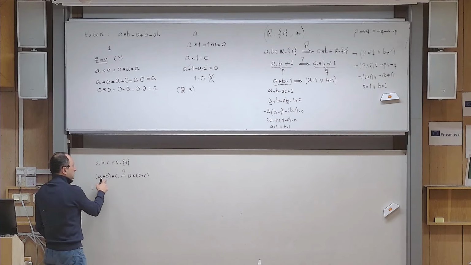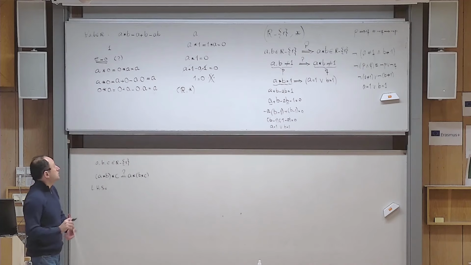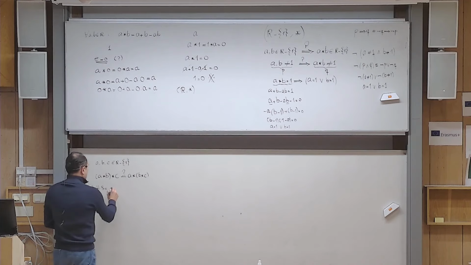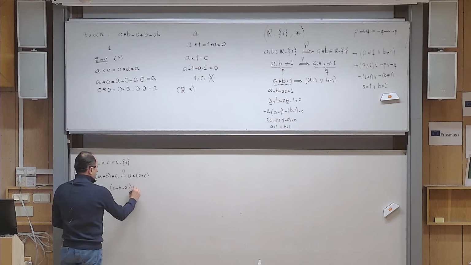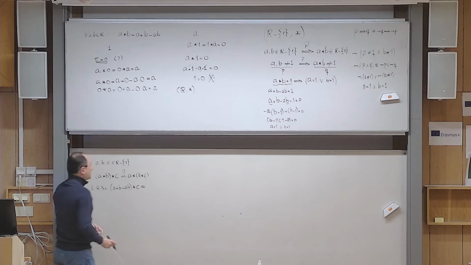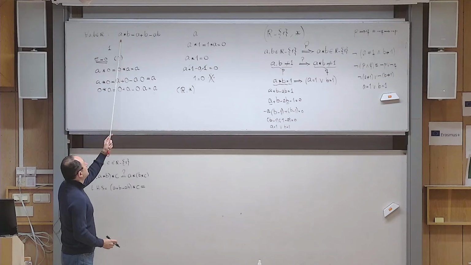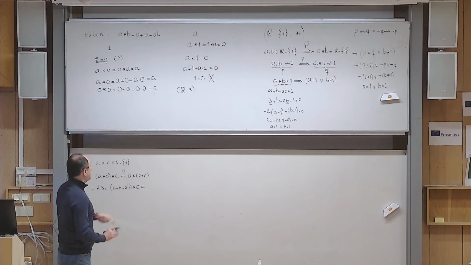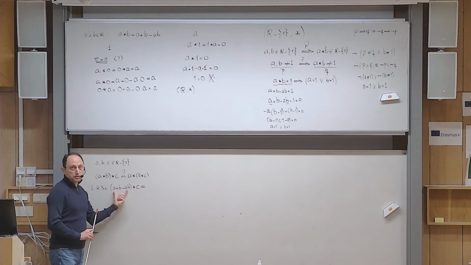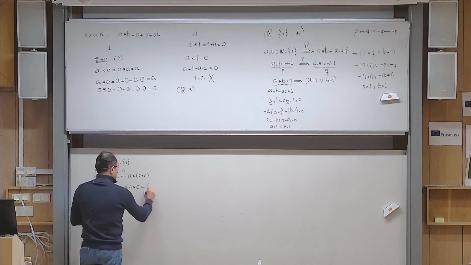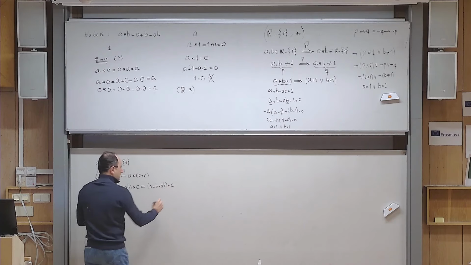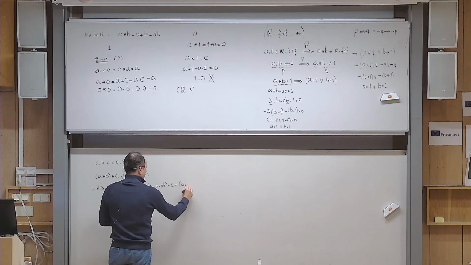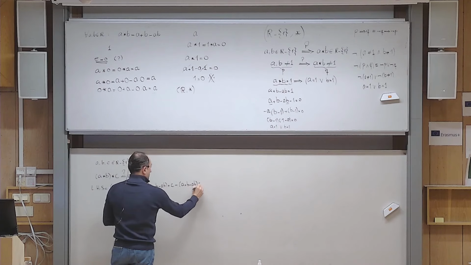But what is A star B? A star B is just defined there, so I would write it. It becomes A plus B minus AB and then star C. But how can I do this one now? So you have to interpret this in a correct way. The first number plus the second number minus the product of these two numbers. But here, this is my first number. So this becomes the first number plus the second number minus the product of the first and the second numbers in this order.